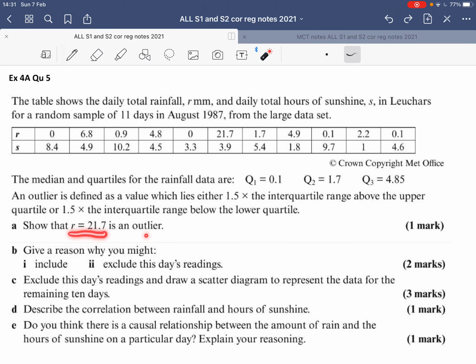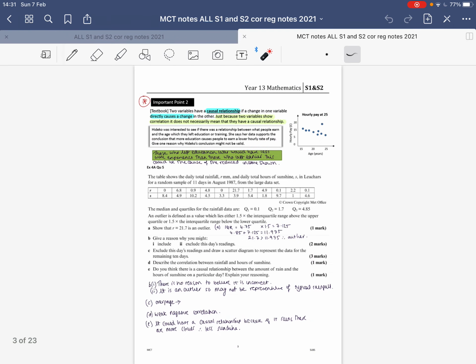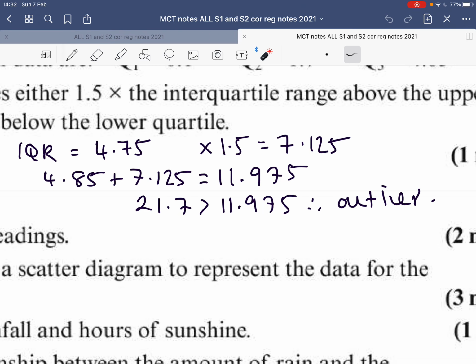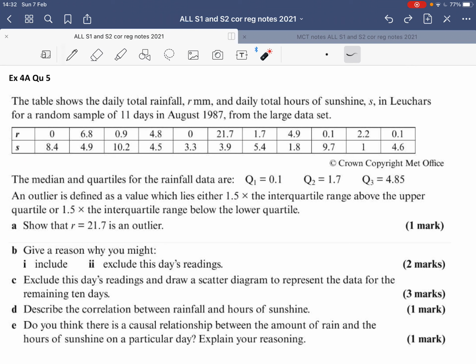Show that R equals 21.7 is an outlier. You can do that by finding your interquartile range, multiplying it by 1.5, adding it onto your upper quartile, and then showing that 21.7 comes out of that. I've probably done that here. Yes, I have. So here are your calculations. You can work yours out, pause the video and check it. Okay, good. Right, next one.